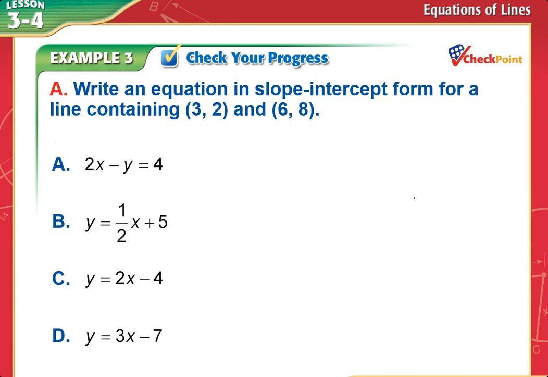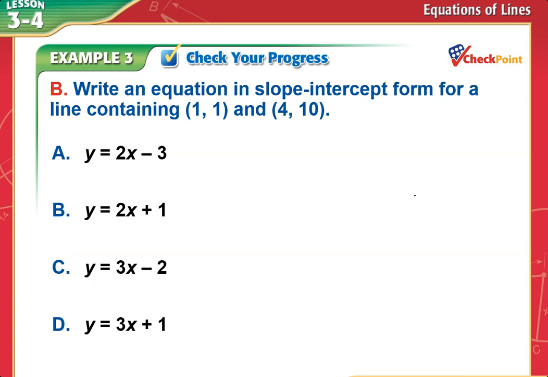All right, so here is a problem for you to try. So pause your video, write an equation in slope-intercept form for a line containing 3, 2 and 6, 8. Go ahead and pause your video. The answer is y equals 2x minus 4. Okay, check your progress. Go ahead and pause your video. We're going to write an equation in slope-intercept form for a line containing 1, 1 and 4, 10. Pause your video. Answer is y equals 3x minus 2.